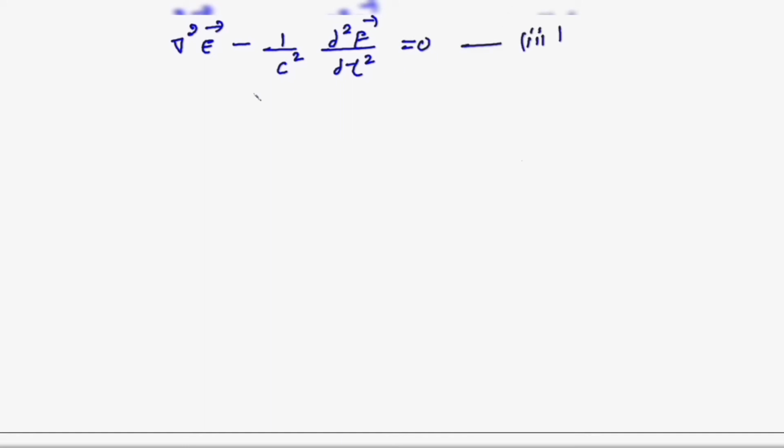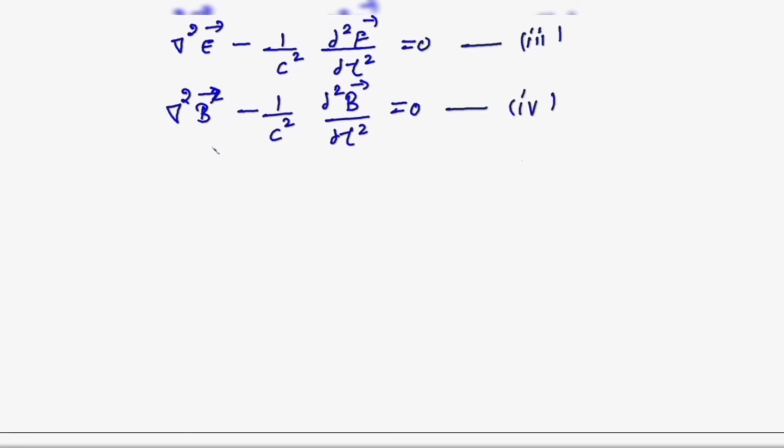So equations 1 and 2 will become del squared E vector minus 1 upon c squared, del squared E vector upon del t squared, which is equal to 0, which is our equation number 3. Similarly for the magnetic field vector, del squared B vector minus 1 upon c squared, del squared B vector upon del t squared, which is equal to 0, which is our equation number 4.